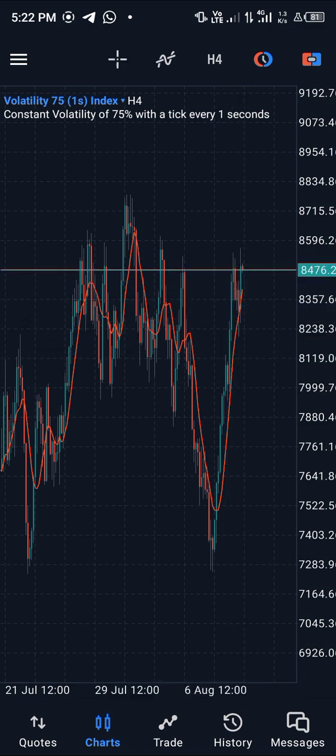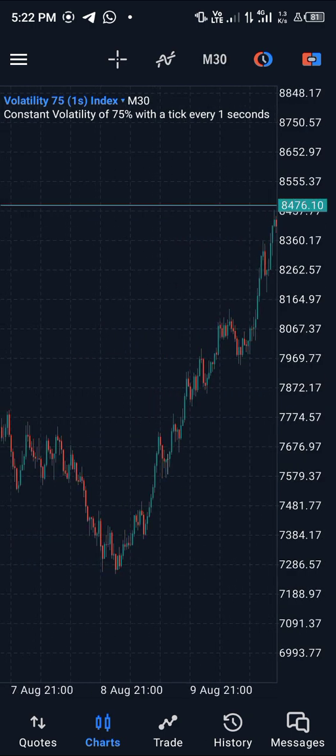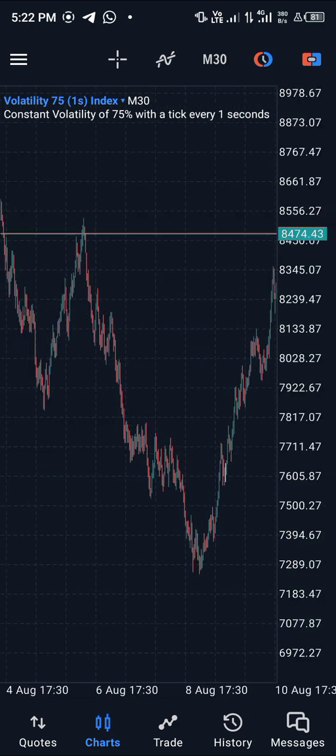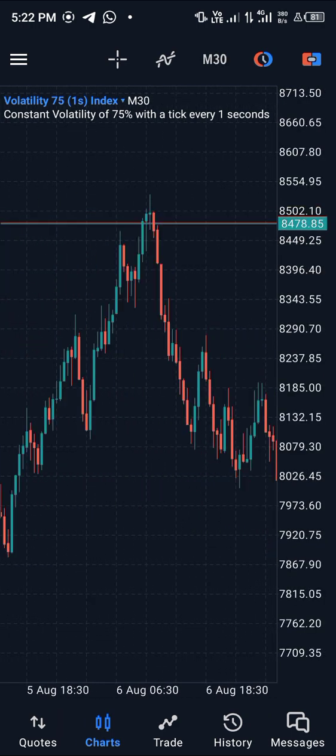Now, as I said before, we use our 30 minutes to look for our ranges. So go to our 30 minutes time frame, and as you can see right here, what did the market create here?